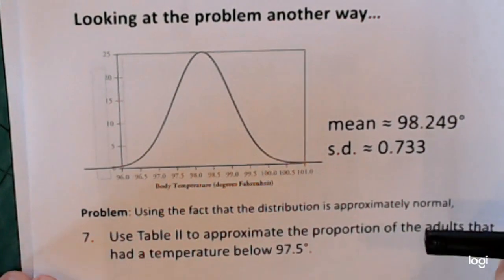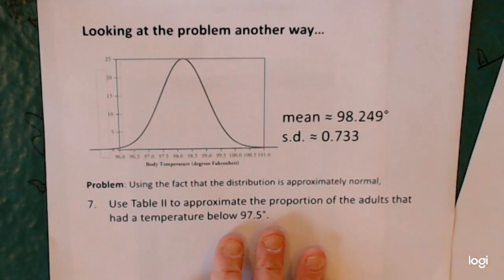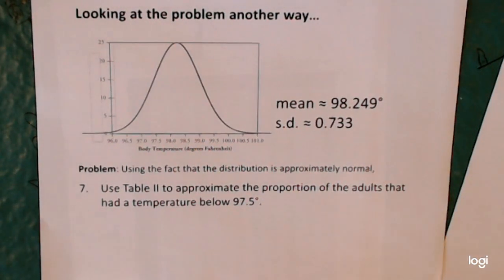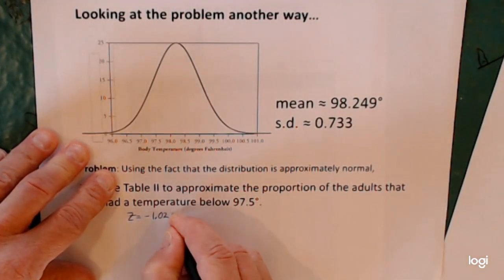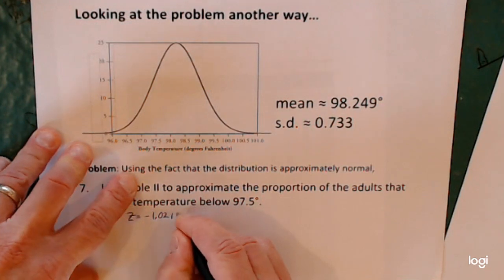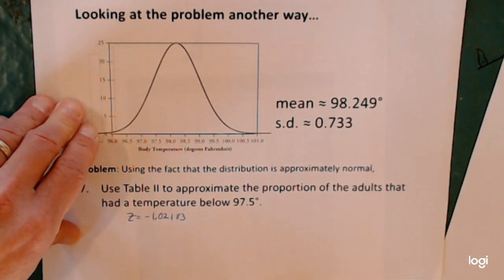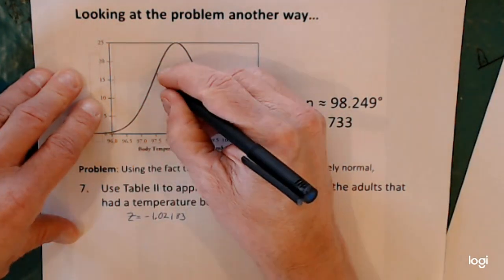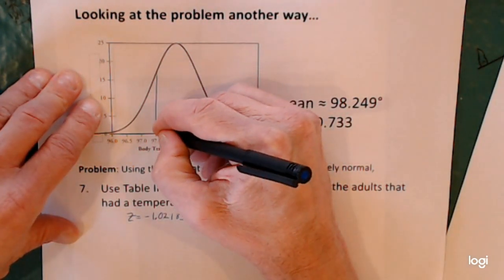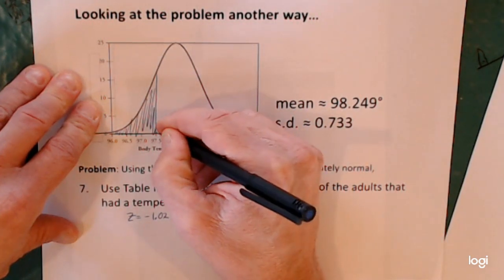All right, so I want a bigger picture here. Let me zoom out a tiny bit. All right, good. So our z-score is negative 1.02183. The problem on our worksheet asks us to shade the region corresponding to body temperatures below 97.5. We already did this when we were thinking about this as a bar graph, but now I'm just going to shade those observations.